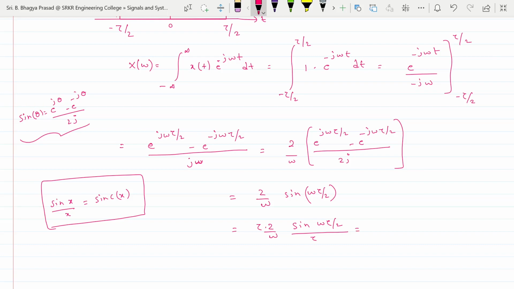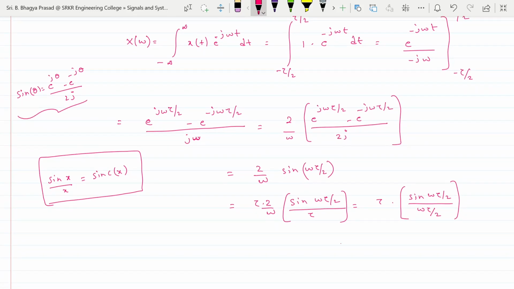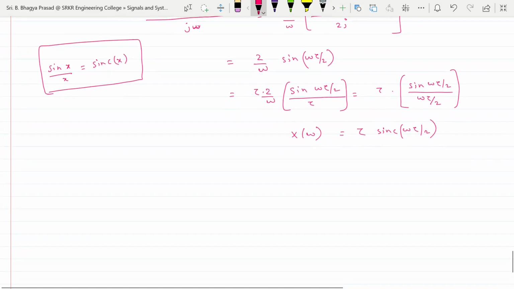So I bring this omega and 2 inside this term. So tau sine of omega tau by 2, divided by omega tau by 2, multiplied with tau. So this thing will be tau sinc omega tau by 2. Okay, the term will be tau sinc omega tau by 2, and this is the Fourier transform of your pulse.